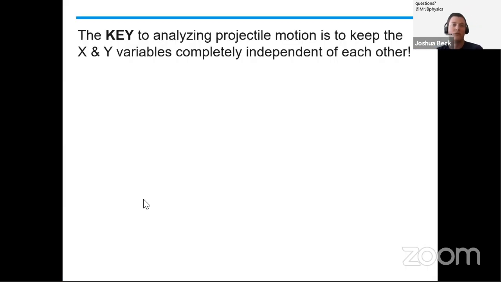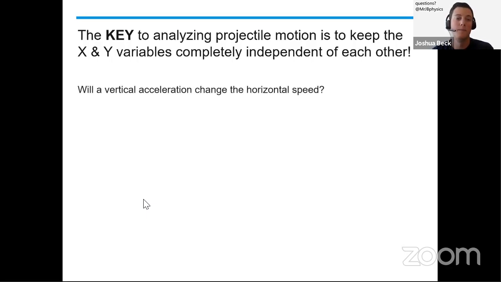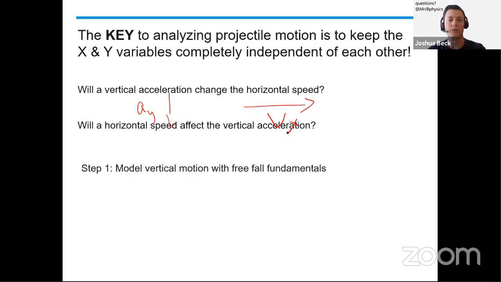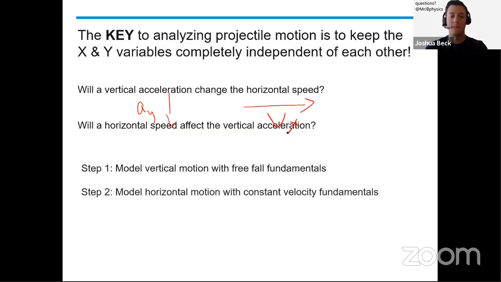So what do we need to know moving forward? Well, the key to analyzing projectile motion is to keep these x and y variables separate. Does this vertical acceleration change the horizontal speed? Well, no. The vertical acceleration isn't going to affect the x velocity. Or the other way around, the x velocity won't affect the vertical acceleration. So when we look through a projectile problem, step one is going to be to model that vertical motion as free fall, completely independent of what it's doing horizontally. Then the second step would be to bring that horizontal component into it.